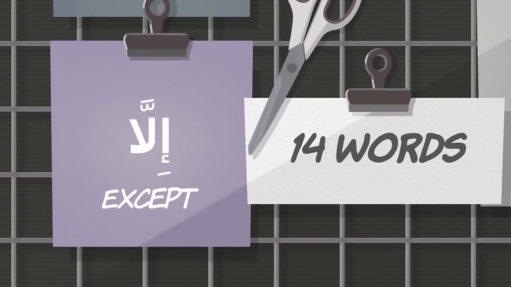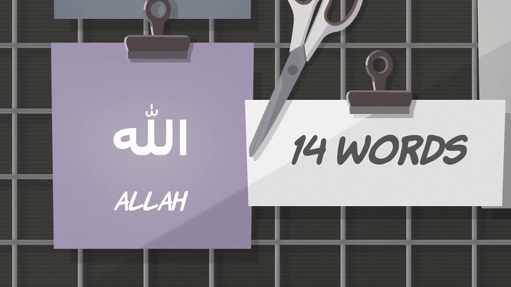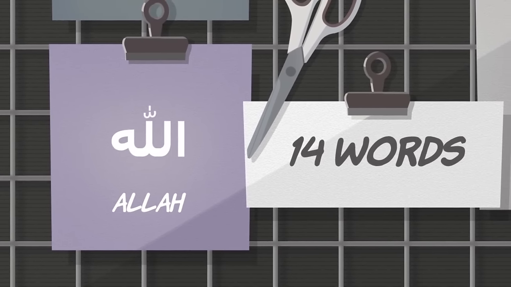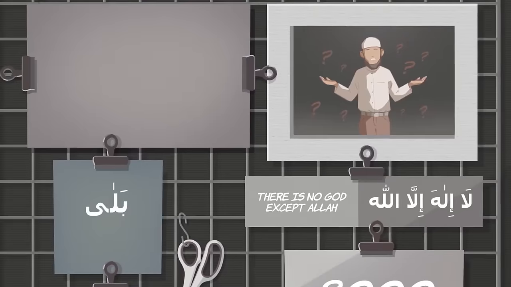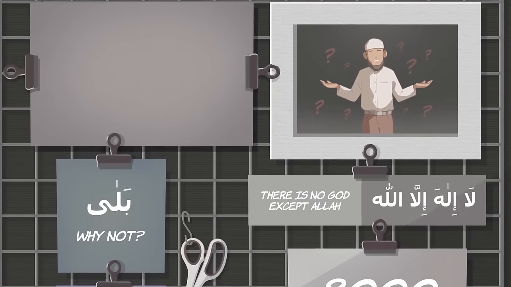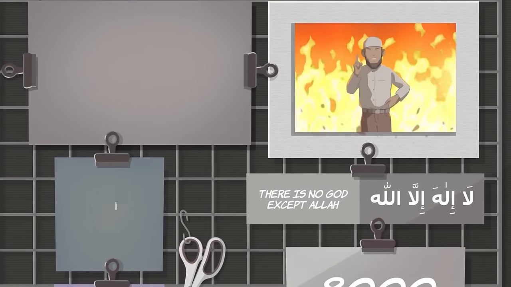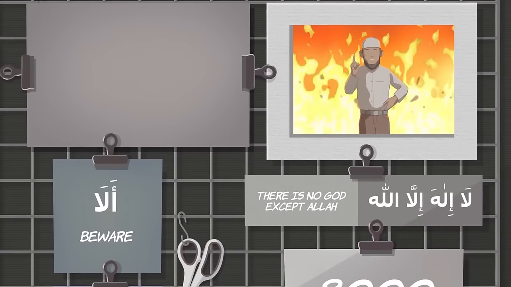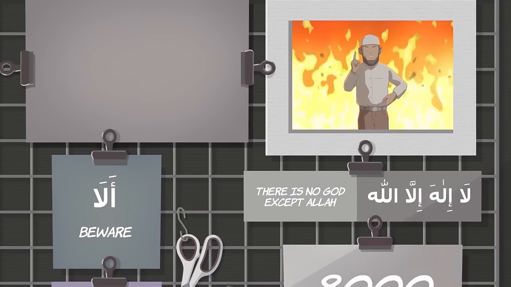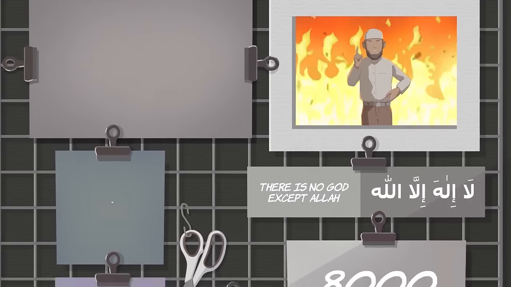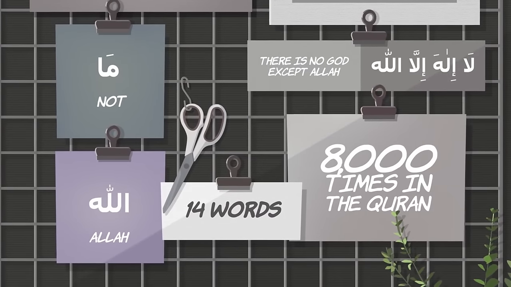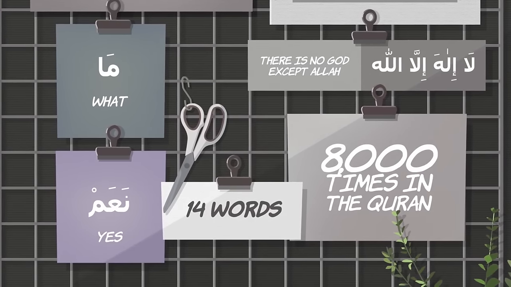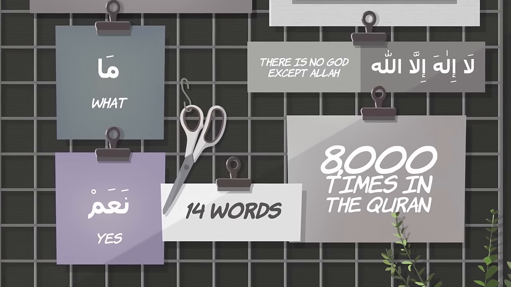Illa, except Allah. Aren't you too wanting to reach the top? Bala, why not? Then, beware of Shaitan's plan. Remember his traps. Be careful, O man. Ma means not. Ma means what? Naam means yes. How easy was that?